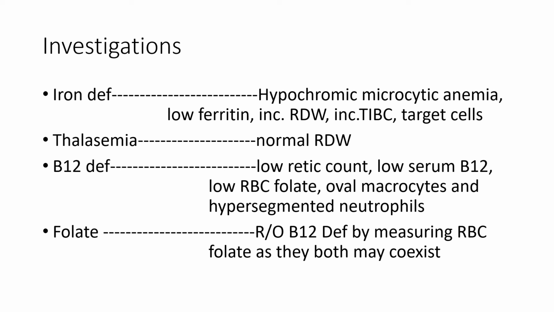In B12 deficiency, low retic count, serum B12 would be low, RBC folate would be low, and oval macrocytes and hypersegmented neutrophils would appear on P film. In case of folate deficiency, we have to rule out the B12 deficiency first by measuring RBC folate, as they both may coexist.